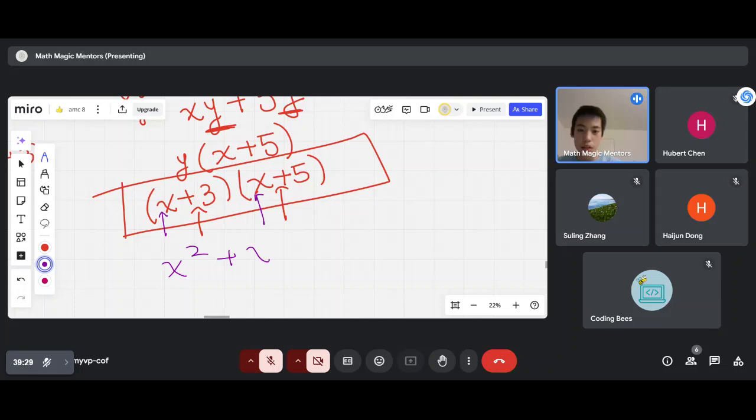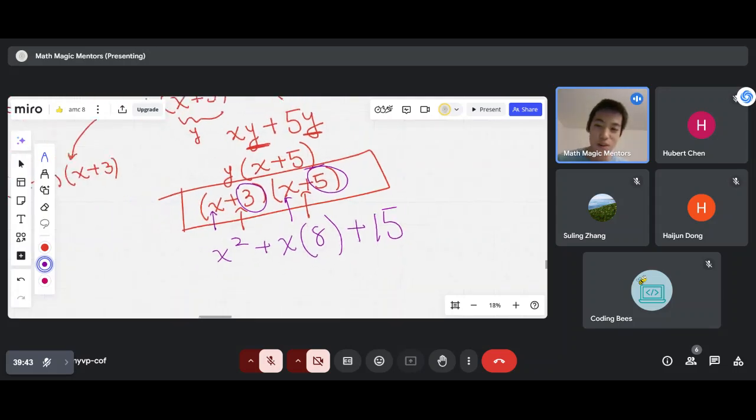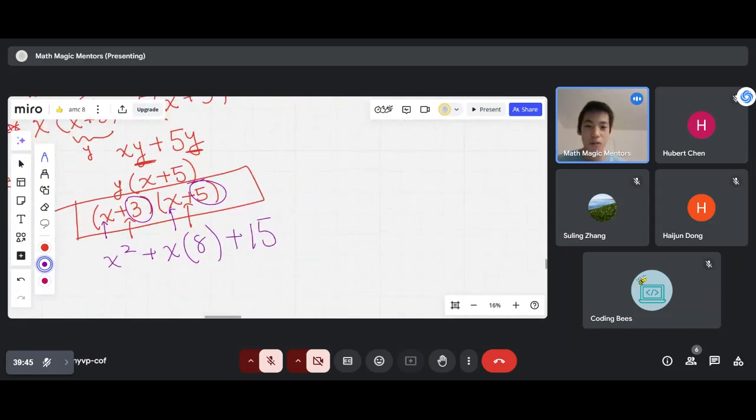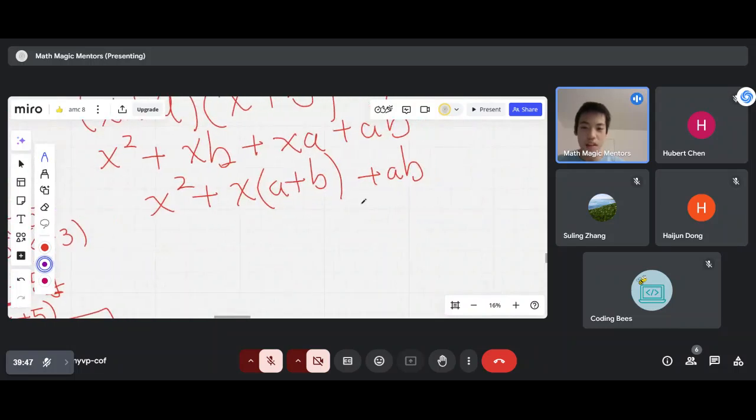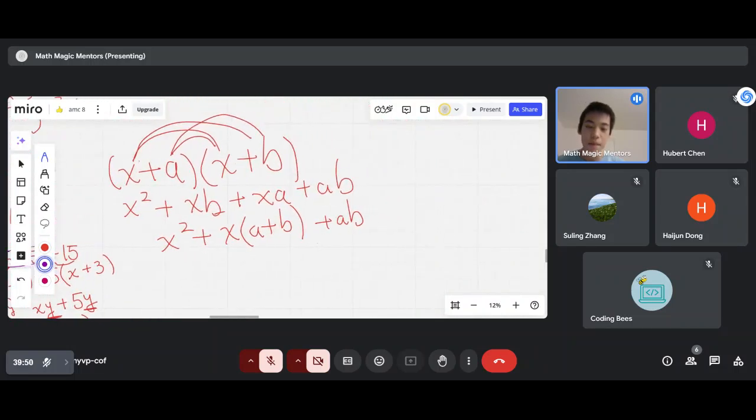And now look at what we can do. For the x term, we can just add 3 and 5, and that's just going to be 8. And then the constant is just going to be the product of 3 and 5, which is 15. There you go. No need for distribution. Now, let's go back to this example and see how this can help us find constants a and b to factor quadratics of this form.